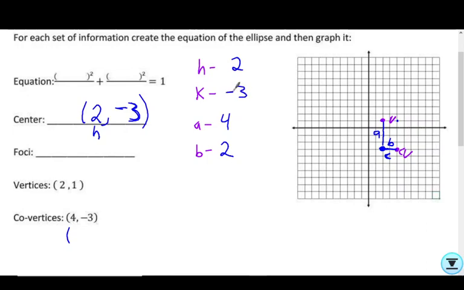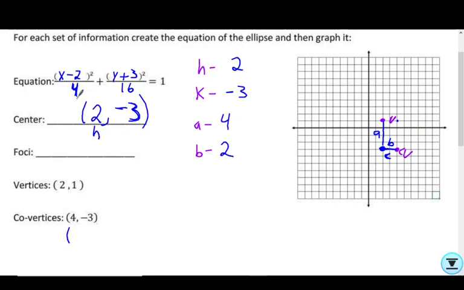So all we have to do now is plug in that information. My equation is going to be x minus 2, y plus 3. Since my vertices go up and down, this is vertically major, which means my a squared is going under my y. So 4 squared is 16, and it goes under my y. b squared is 4, and that goes under my x.